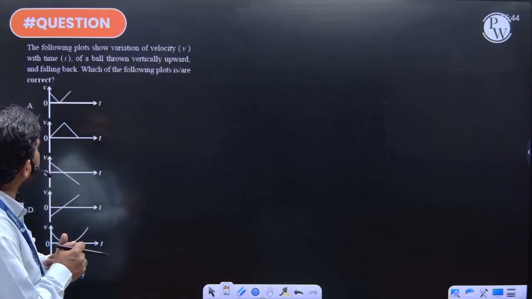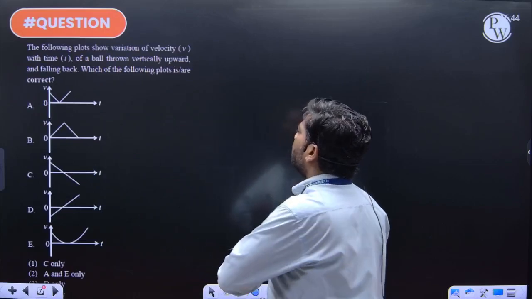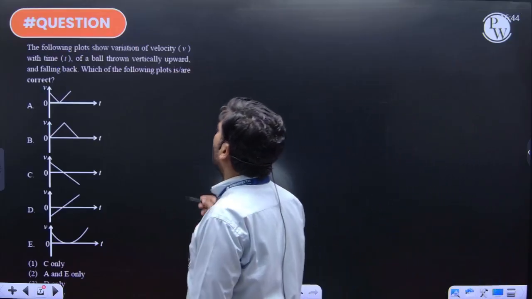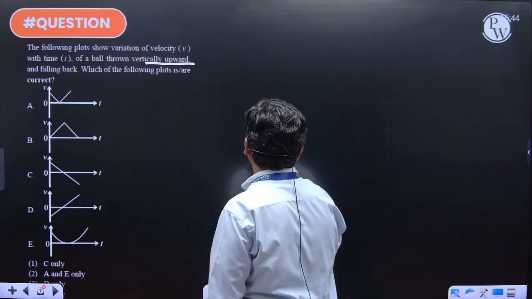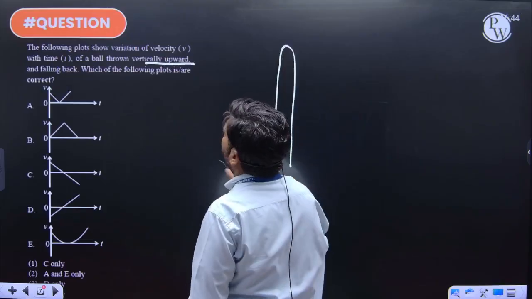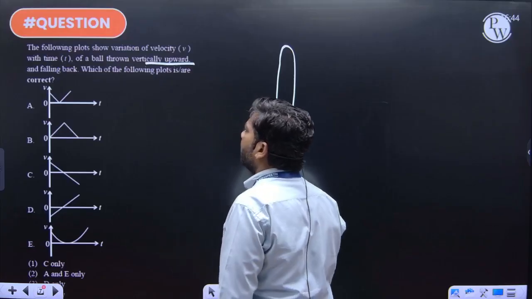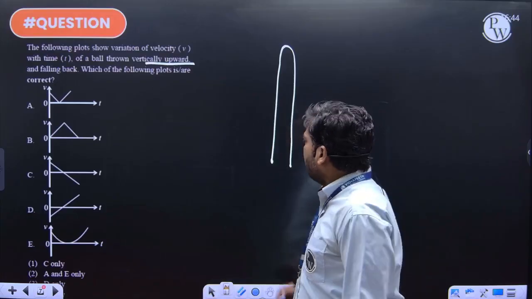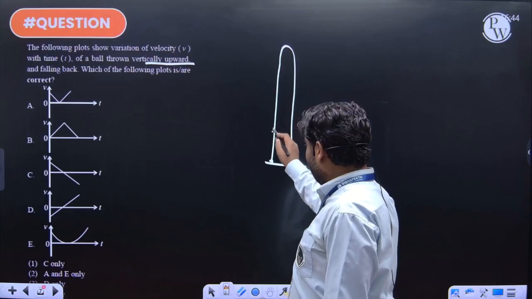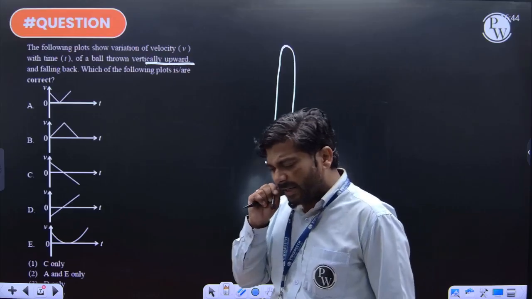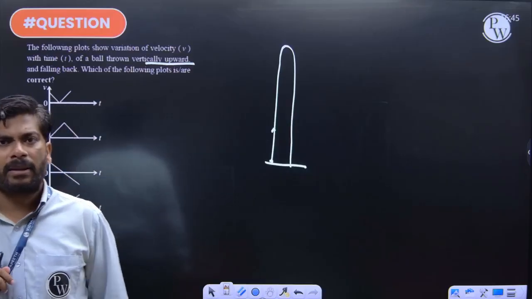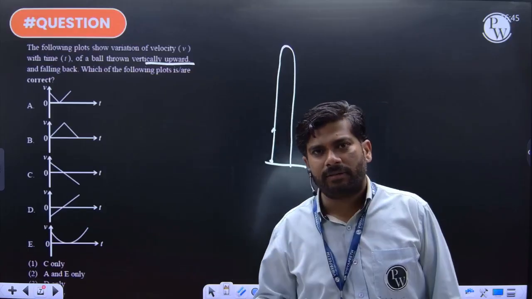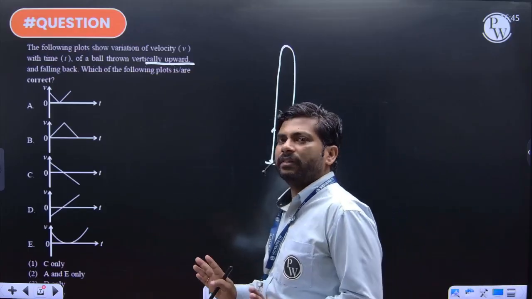Next one. The following plot shows variation of velocity v with time t of a ball thrown vertically upward. You are throwing a ball upward, so definitely it will come back, falling back. Which of the following plot is correct? You have to draw the velocity time graph. Now tell me one thing, what will remain constant here? Acceleration. Does acceleration change its direction? Think in that direction. Is acceleration changing its direction?